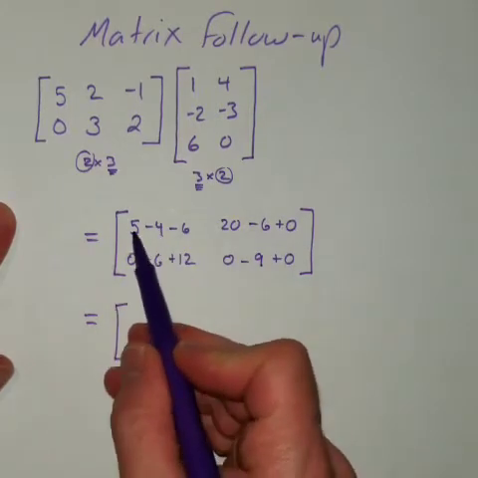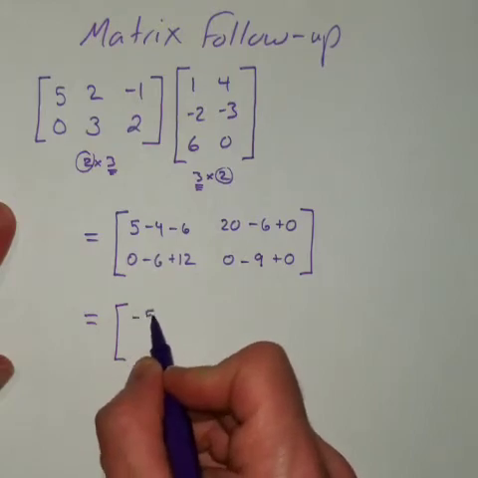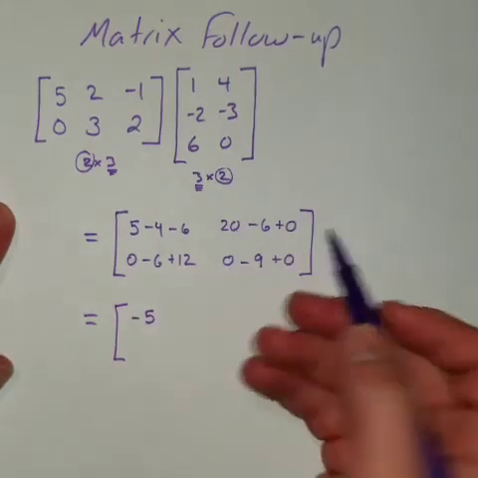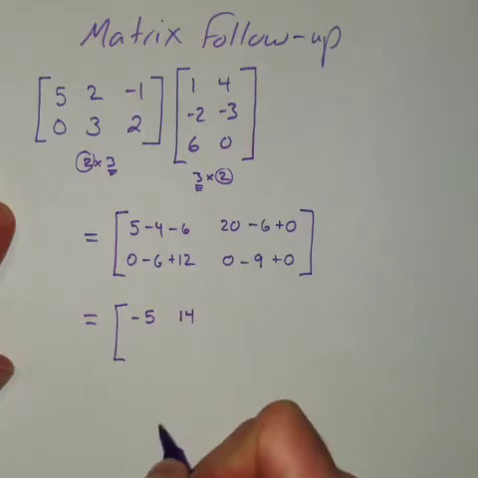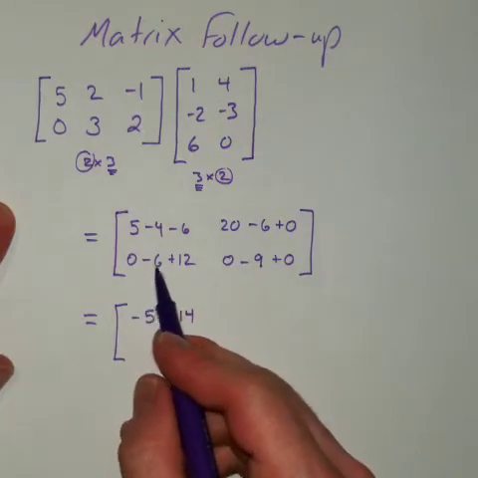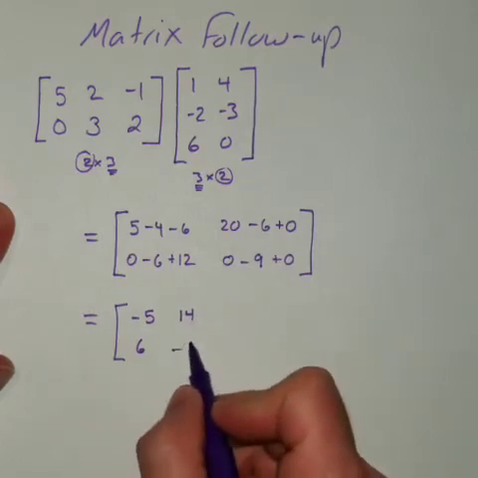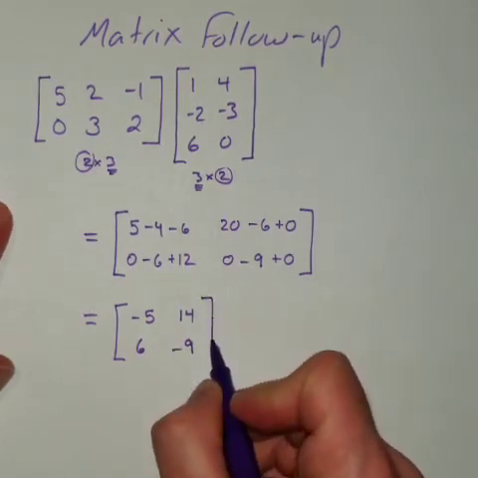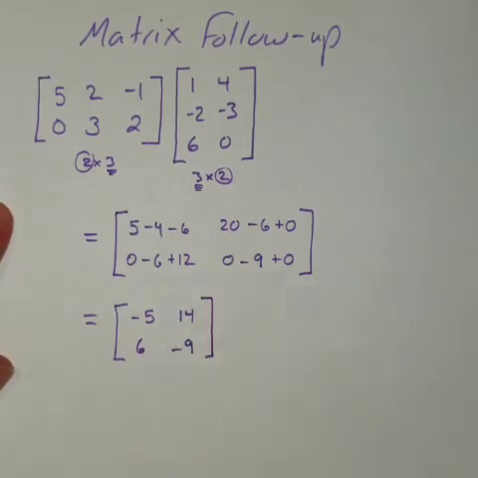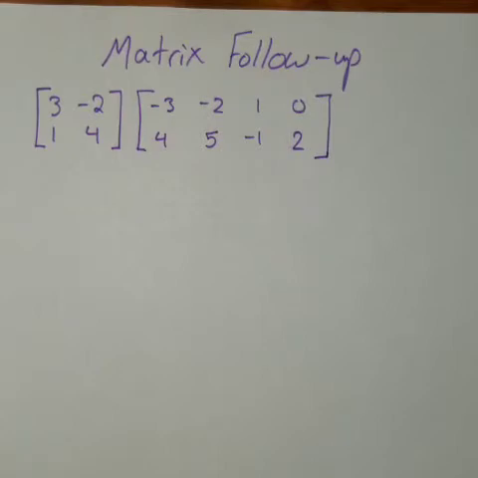Okay, so we're going to get, let's see, that's negative 10 and 5 is negative 5. 20 minus 6 is 14. Negative 6 and 12 is 6. And that's a negative 9. And so there's our 2 by 2 matrix. Negative 5, 14, 6, and negative 9. Well, look at that. It's matrix magic. That just popped in. Just appeared. Anyway, let's try another one.